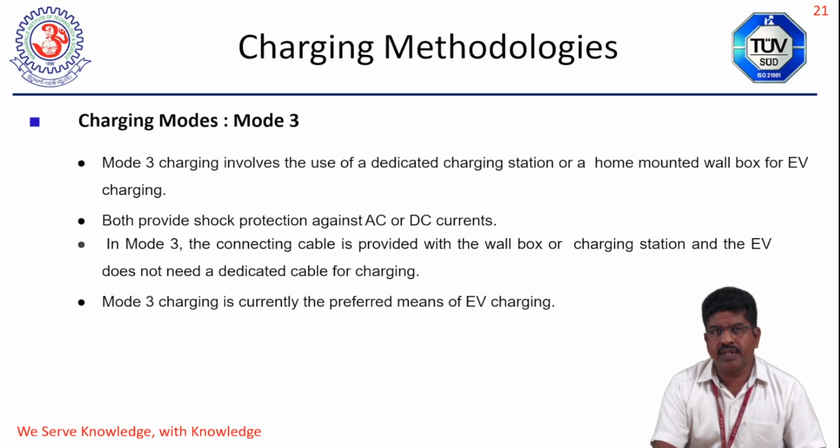Coming to mode 3 of charging, you can see that this method involves the use of a dedicated charging station or a home mounted wall box for electric vehicle charging. Here both provide shock protection against AC and DC currents. In this mode, the connecting cable is provided with the wall box or the charging station, and the electric vehicle does not need a dedicated cable for charging. This charging is currently the preferred and most often used means of electric vehicle charging.